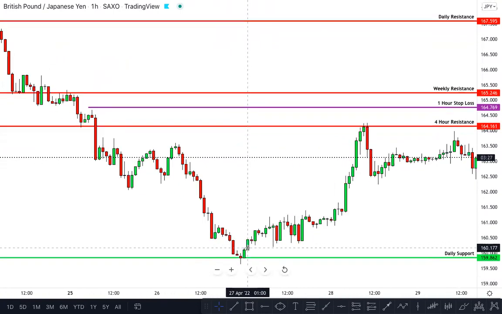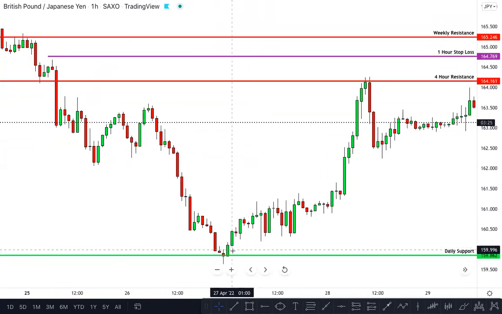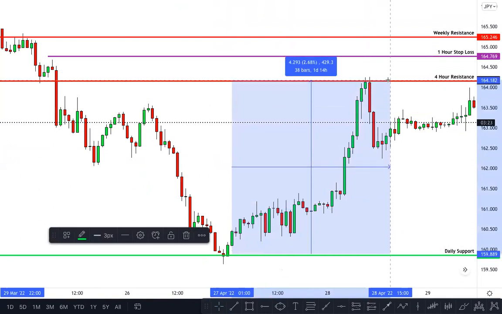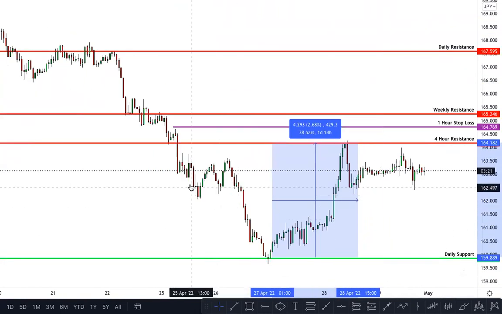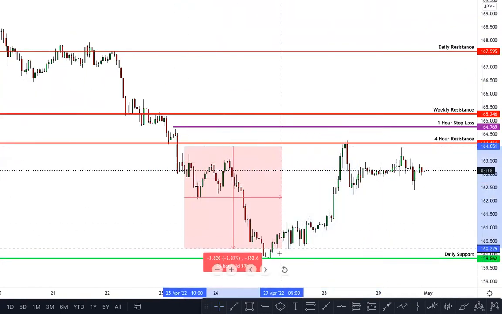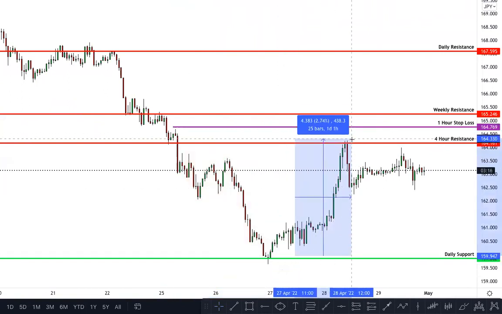You can even see off of here, engulfing candle off of this level here, this daily support. So you could have even caught this buy all the way up here for 400 pips. Then the same week, you could have caught a 300 pip sell, and a 400 odd pip buy.